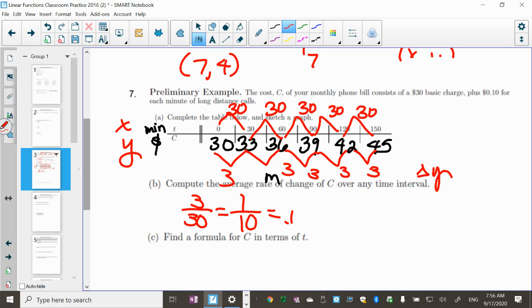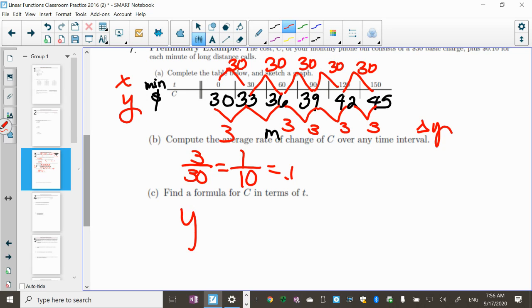Okay, now it says find the formula of C in terms of T. So let's do y equals b plus mx, because I always start out with that, and then we'll change it. So my b is my initial cost. So what's the cost of having this phone plan without me talking one single minute? $30. Okay. Now remember x and y, so this is the money, and this is the minutes. I get charged how much per minute? 10 cents. Well, they do it in dollars, so it's 0.1 per minute.